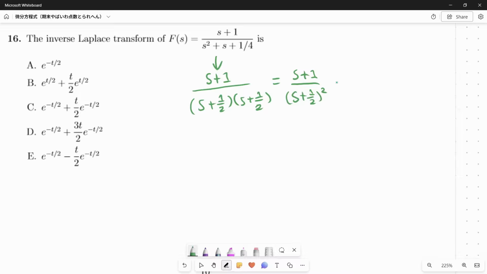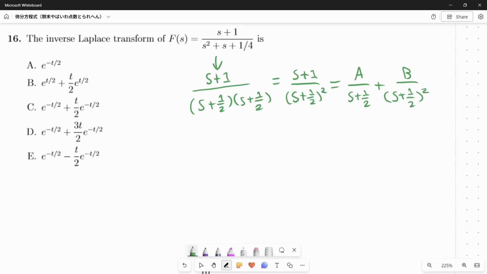And so as a result, our partial fraction decomposition is going to look like A over s plus 1/2, plus B over (s plus 1/2) squared. So basically, in the case of when you have a duplicate, in your decomposition you have to set up the number of terms equal to the number of duplicates you have. So we have a pair, so two s plus 1/2 terms. So we're going to end up with two terms, like the normal case.